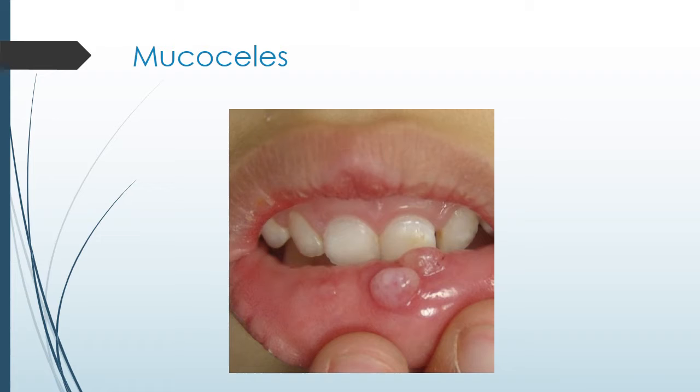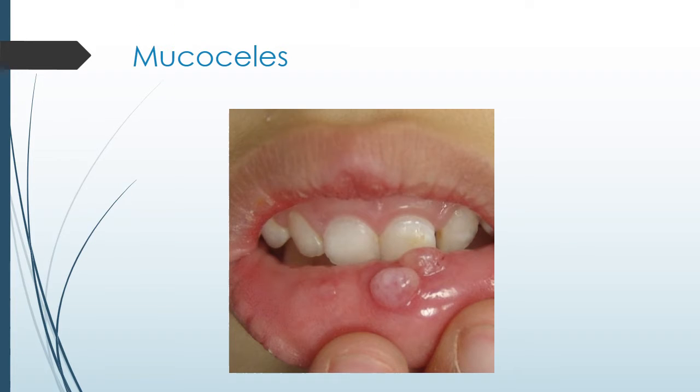Mucocele results from obstruction of a glandular duct or a minor salivary gland duct and is commonly seen in the lip, cheek, and the floor of the mouth. They may also be found on the anterior portion of the tongue, where the glands are located at its inferior surface. These are small oval or round, translucent swellings, sometimes having a bluish color. The mucocele is freely movable and usually found right underneath the mucosa.